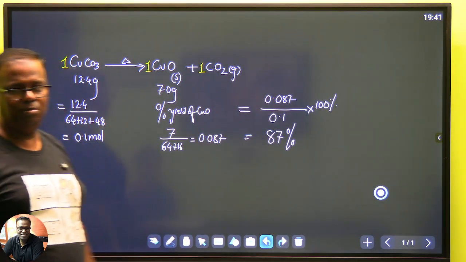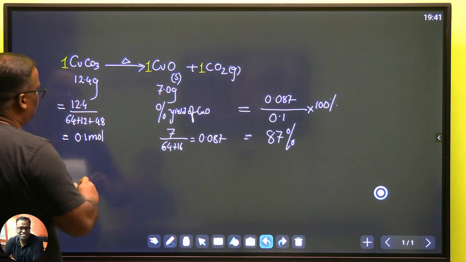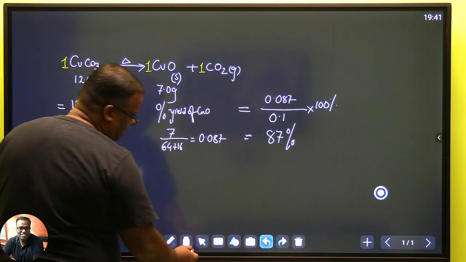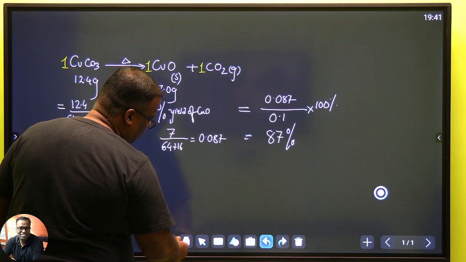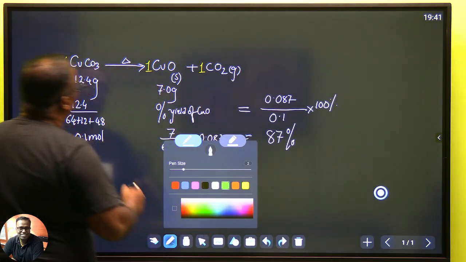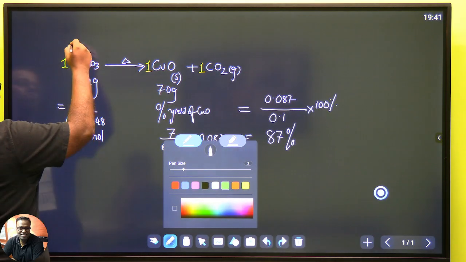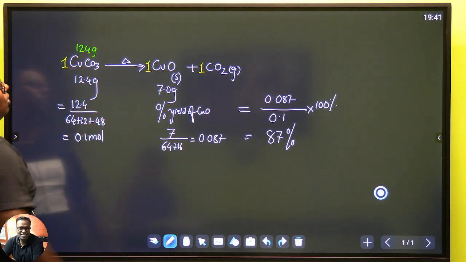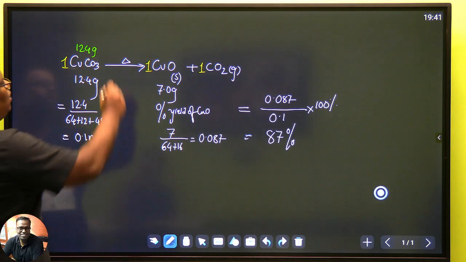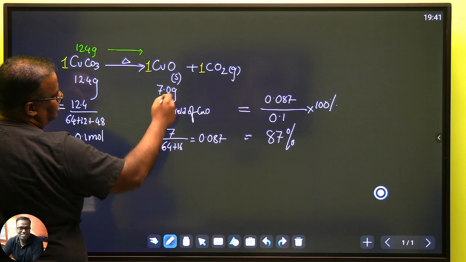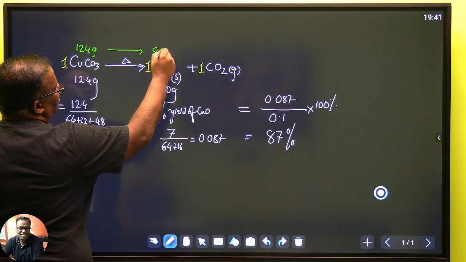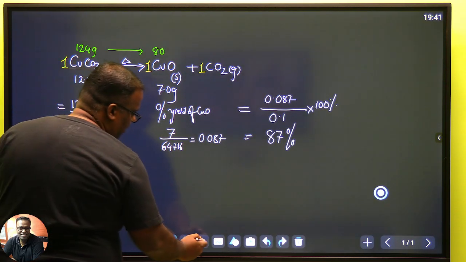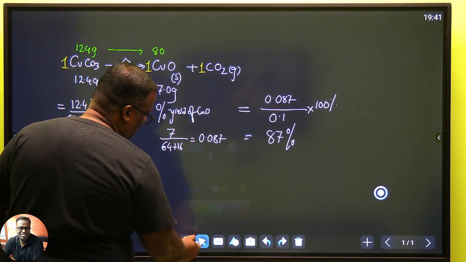Marks scored over total marks. Now we can also do this the other way around. How much did you take? 12.4. Okay, let's go with the normal reaction. It will be a little longer, but we'll see that also. 1 mole of copper carbonate should be how much? 124 grams. Agreed or not? 124 grams should give you how much? 80 grams. Agreed? Is it clear? This is the empirical formula that we have.